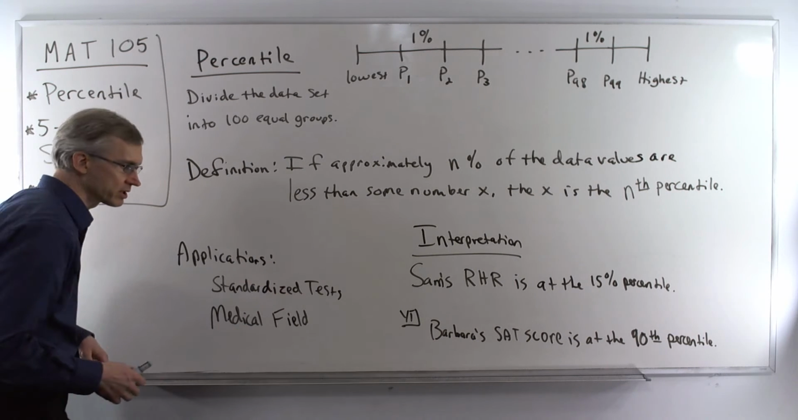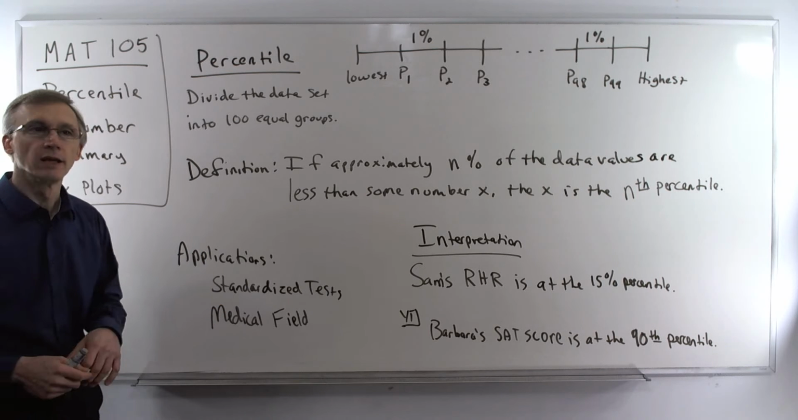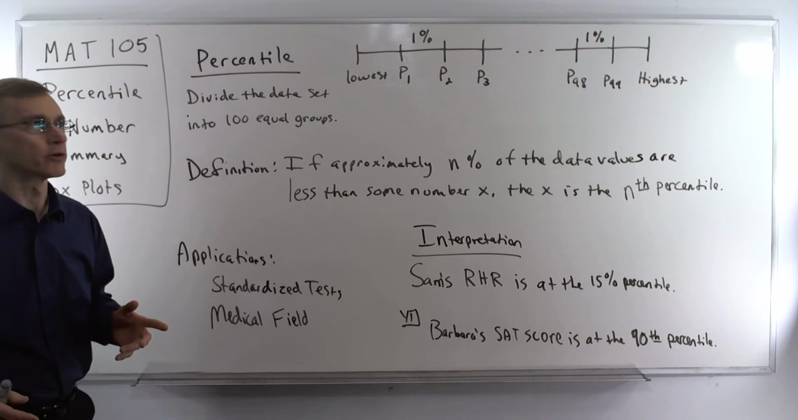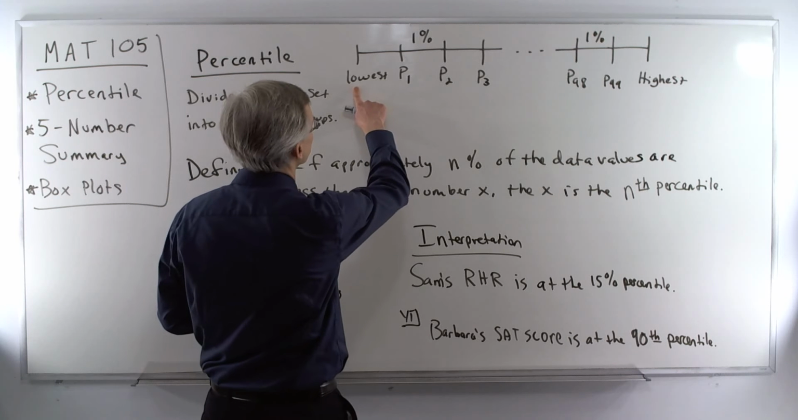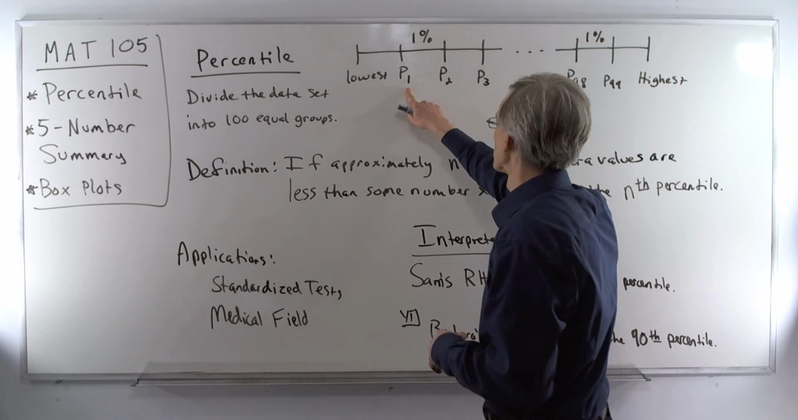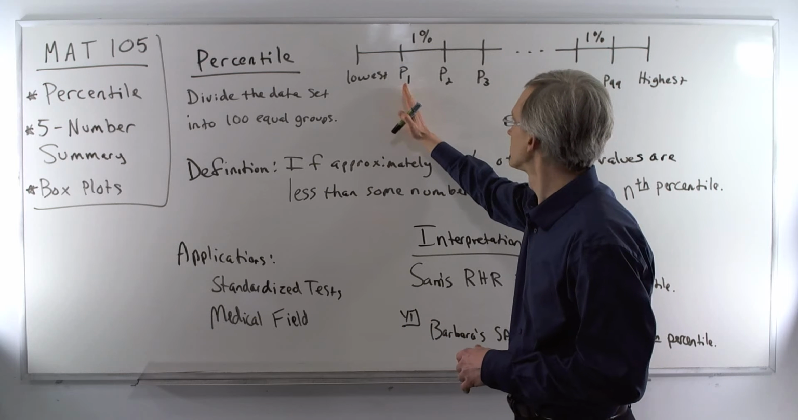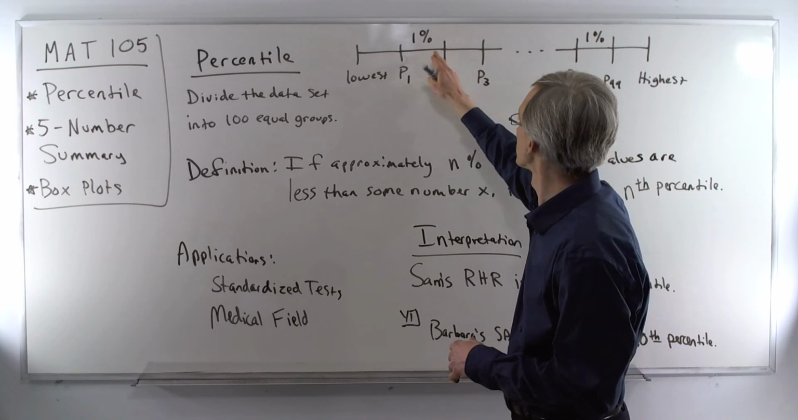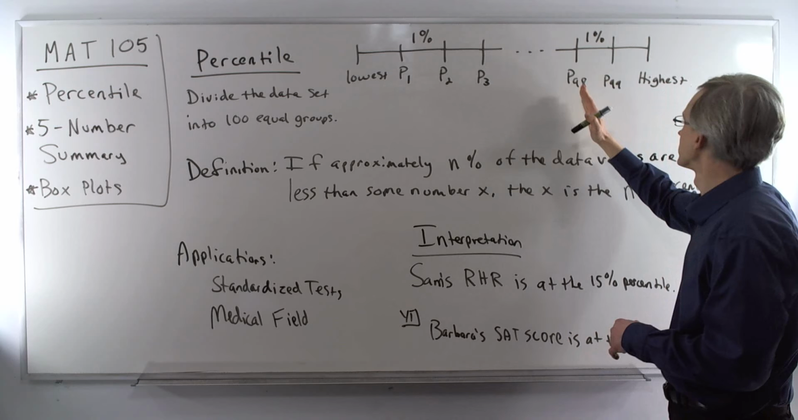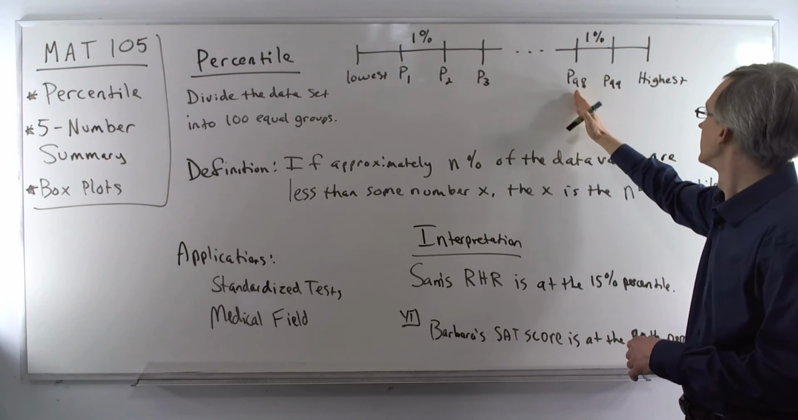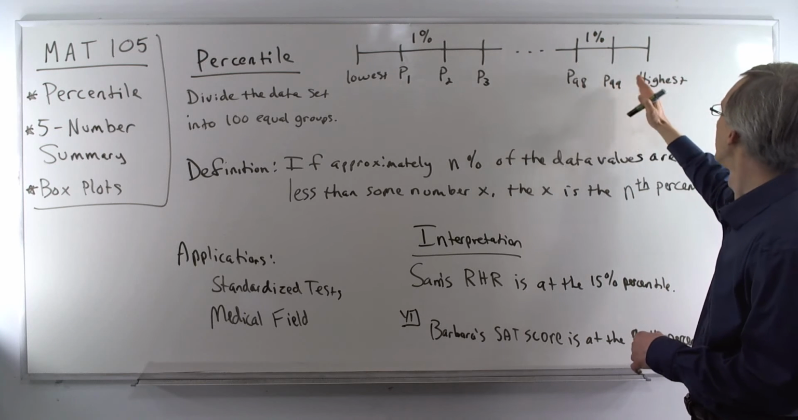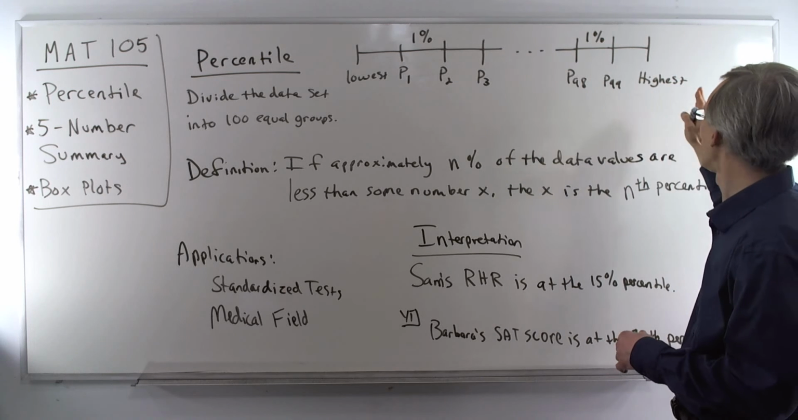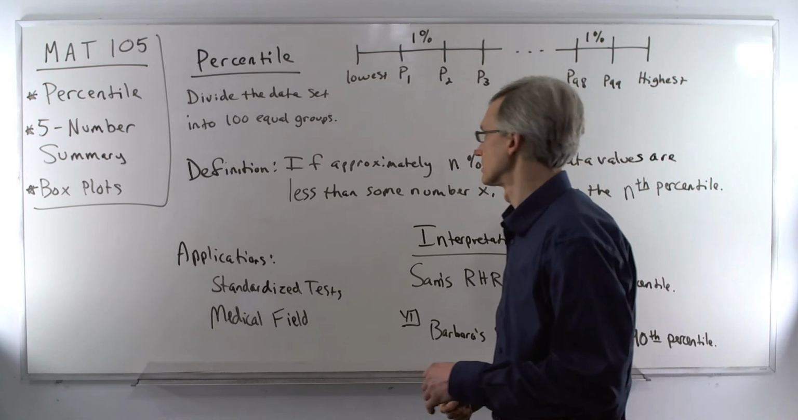So in statistics, we study sets of data. And what the percentile does is it divides that data set into 100 equal groups. We start at the lowest, and then the first percentile is 1% into the range of the data set. Second percentile is 2% in. Each one of these represents 1%. And we can go all the way out to P98, that's 98% of the way in, 99, and finally the highest data point here. So breaking up an entire range of values into 100 equal portions.